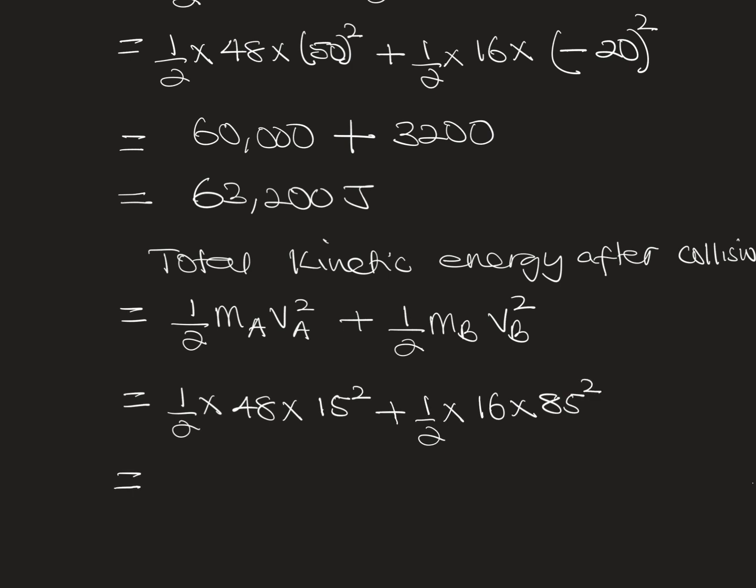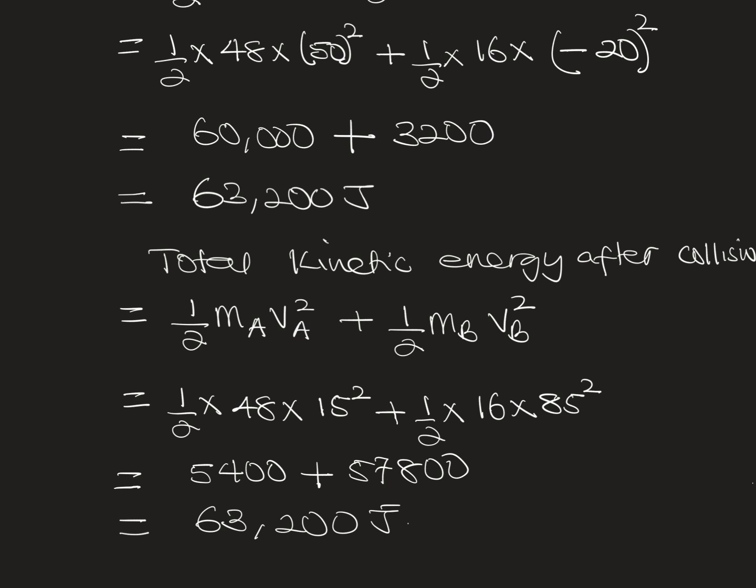Half multiplied by 48 multiplied by 15 squared will give us 5,400, plus half multiplied by 16 multiplied by 85 squared, that will be 57,800. If you add them together, you have 63,200 joules.